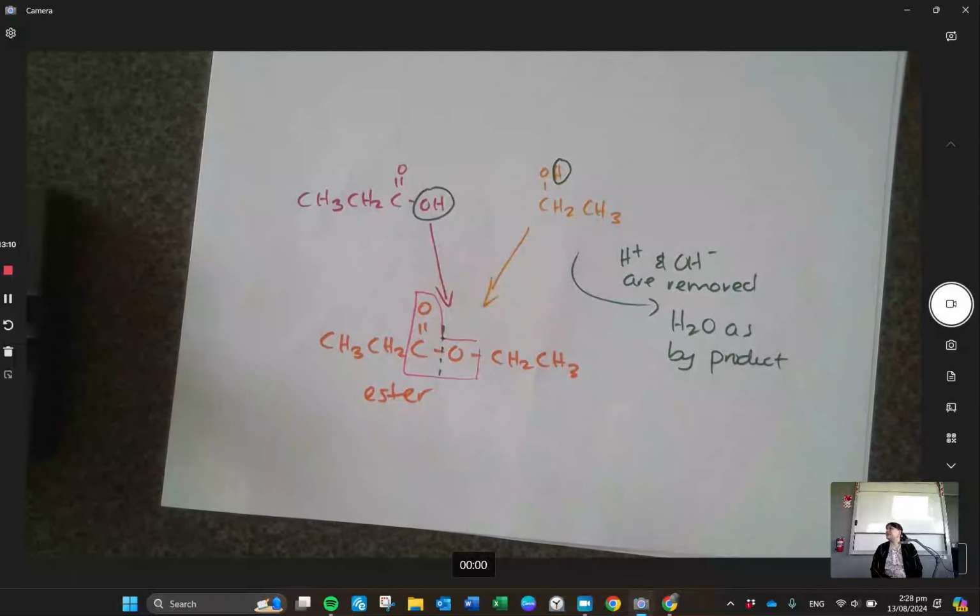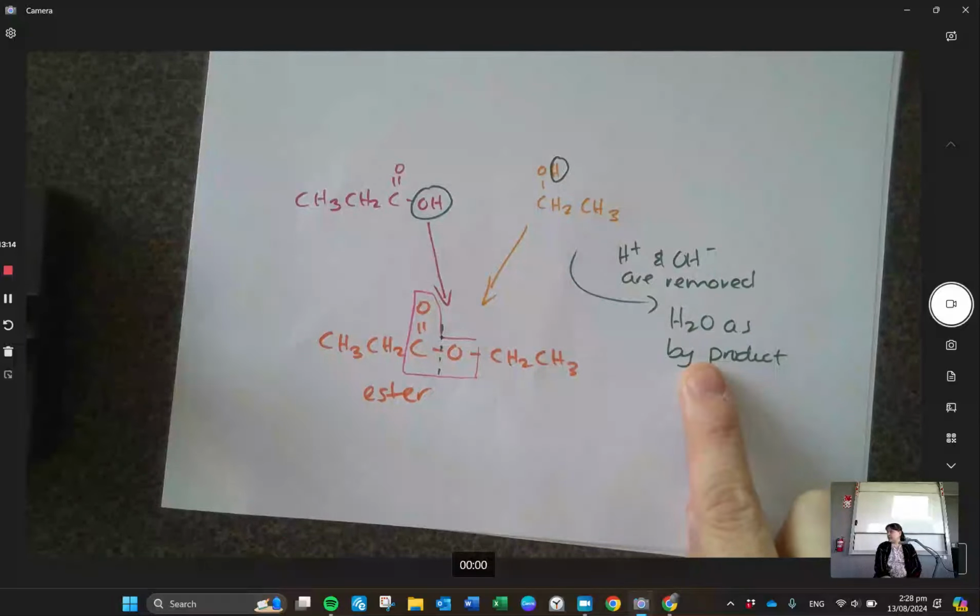Are we good? Okay, good. Water gets removed as a byproduct. So we call this a condensation reaction because it makes water in it.